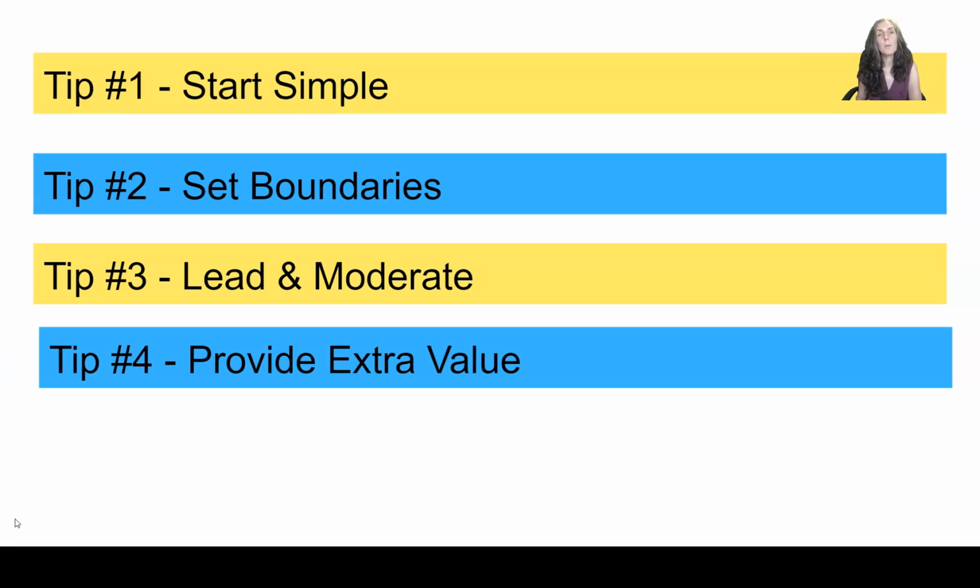Tip number 4, provide extra value. An online community forum is a great place for you to go in at specific times during the year or during a course cycle and provide extra value to your students. So this could be by doing some live events. This could be by inviting guest speakers to come, live panel discussions and things like this, so that you can give your students extra incentive for staying in the course, for staying active in the course.